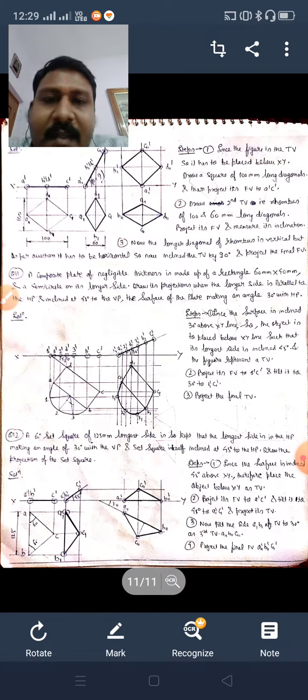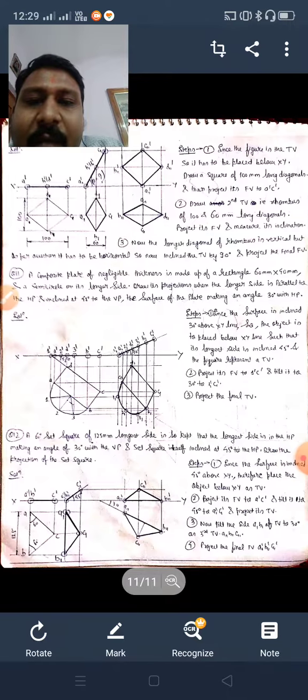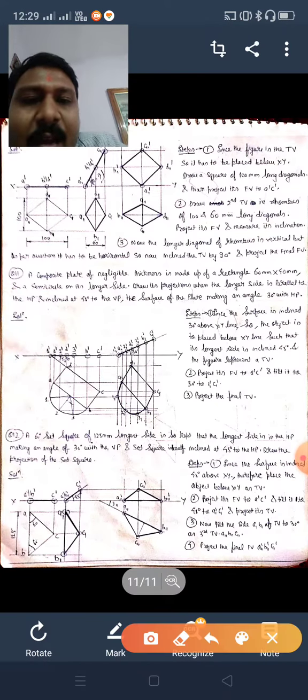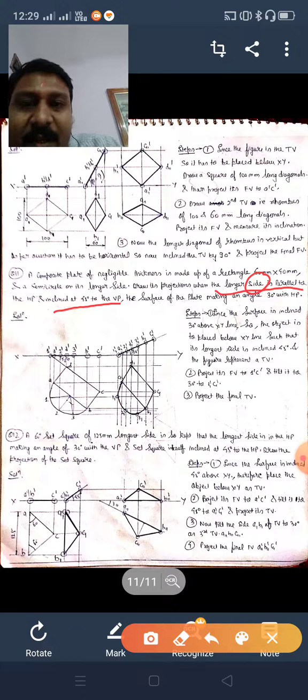So here it is written that the projection of the longer side is parallel to HP and inclined at 45 degree to VP. This is talking about the longer side. The longer side means second inclination. Parallel to HP and inclined at 45 degree to VP. Okay, it means the second inclination is in VP, means below XY line. So definitely the object will also be below XY line. So you have to draw the object below XY line. It is clear. Okay.